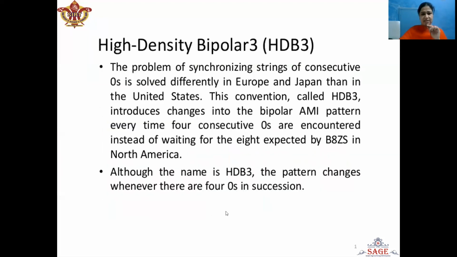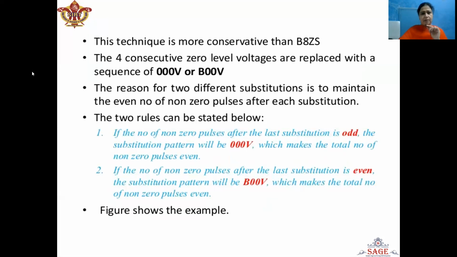Now we will discuss the high density bipolar 3 (HDB3) method. Here, this method is used when four consecutive zeros are encountered. This method is used in Europe and Japan. The pattern changes whenever there are four zeros in succession. Here, the four consecutive zero level voltages are replaced with the sequence 000V or B00V according to the condition.